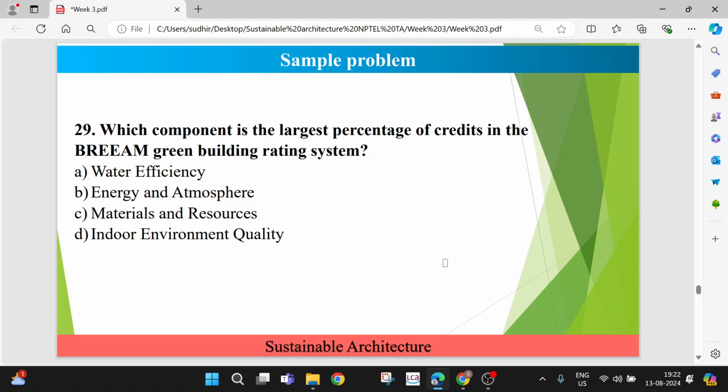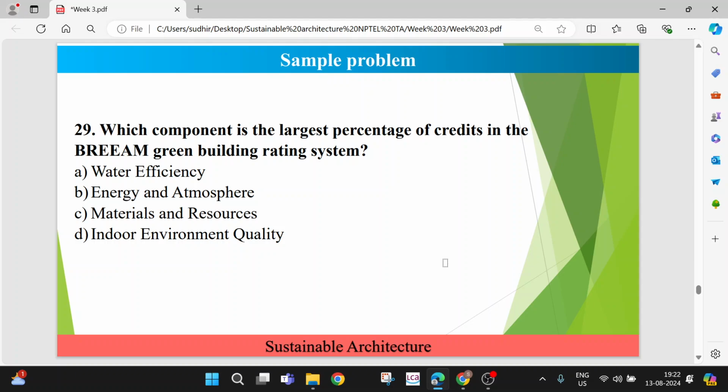Option B, sir. Energy and atmosphere. Everybody is answering B only. Only Siva Linga is answering C. Yeah, I have not studied that.